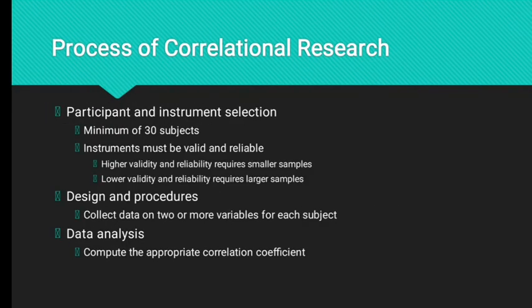In data analysis, the task is to compute the appropriate correlation coefficient. What is a correlation coefficient? When two variables are correlated, the result is a correlation coefficient. The correlation coefficient indicates the size and direction of the relationship between variables. So we are going to the size of correlation. It has four important points.